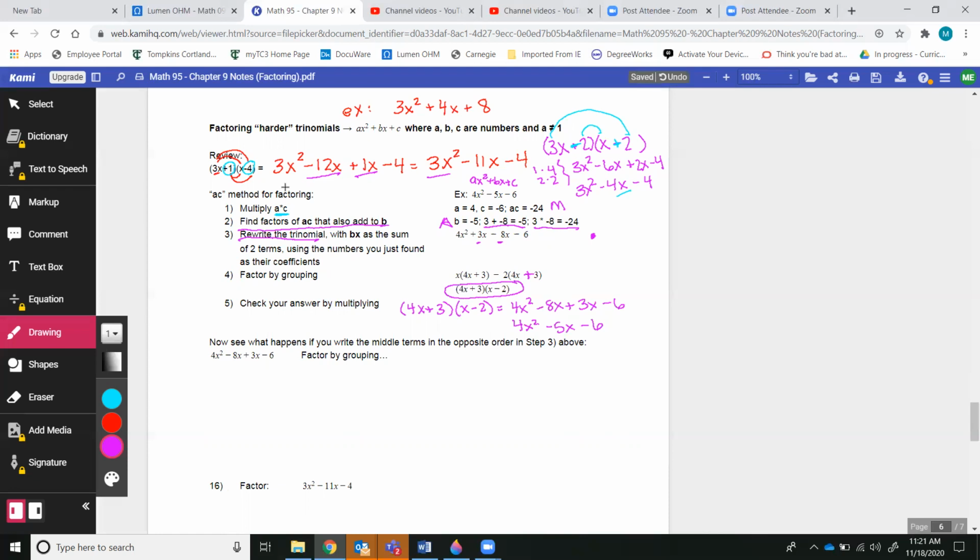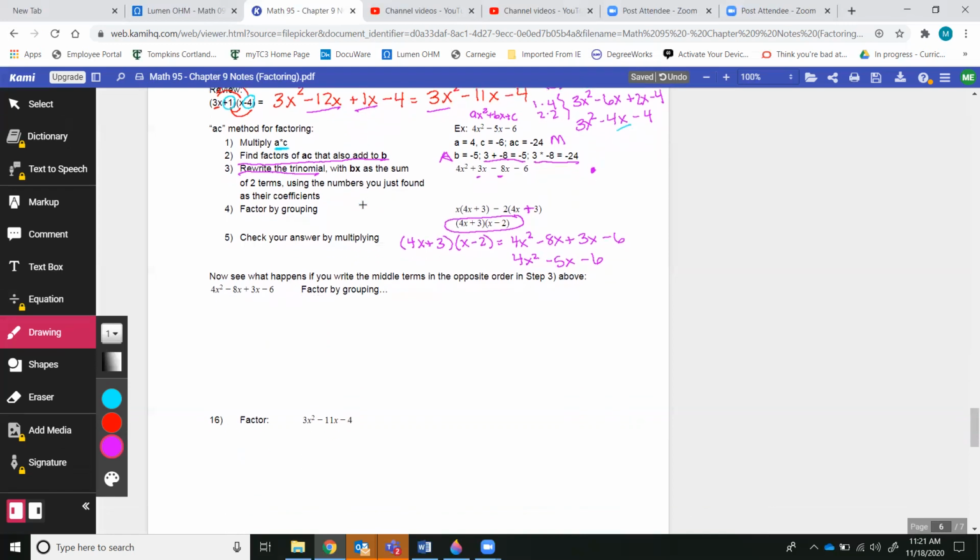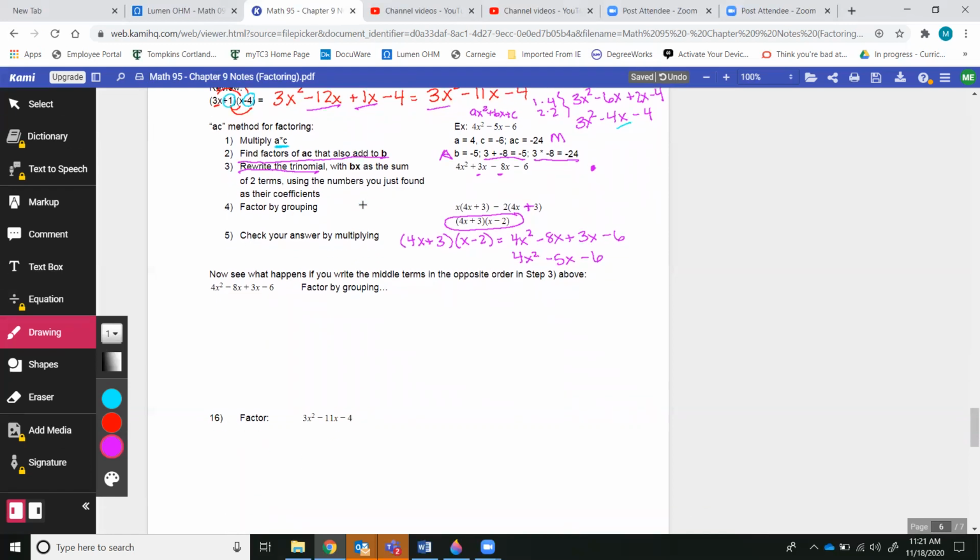All right, so I want to address one thing that we did in here. When we got our numbers 3 and -8, as those are the numbers that are adding up to -5 and multiplying to -24, I said, okay, go ahead and rewrite the trinomial with bx as the sum of two terms, using those two numbers that we had.